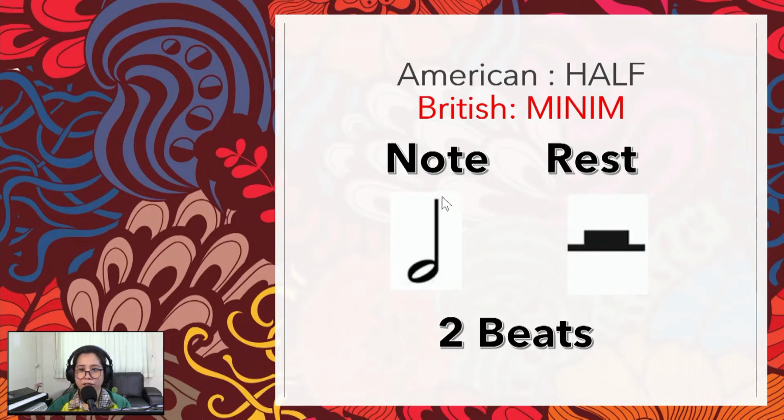The second note that you can see in front of you has 2 names, as I've said a while ago. In American, its name is called half note and half rest. In British, they call it minim. Minim note and minim rest. And it has 2 beats. So when you see this note, you either count 2 beats or you rest for 2 beats.